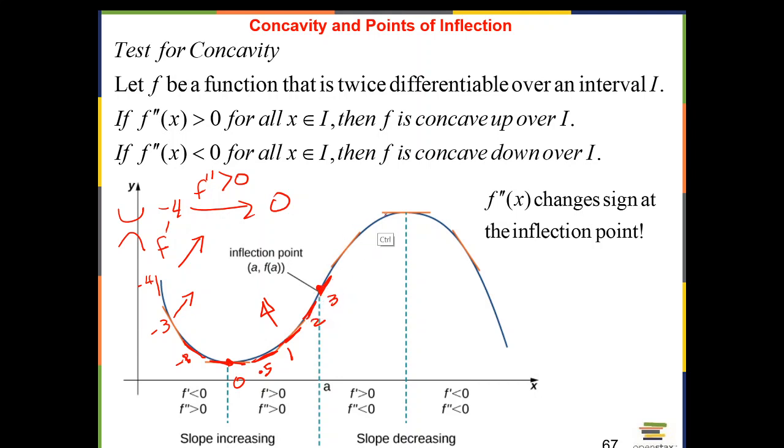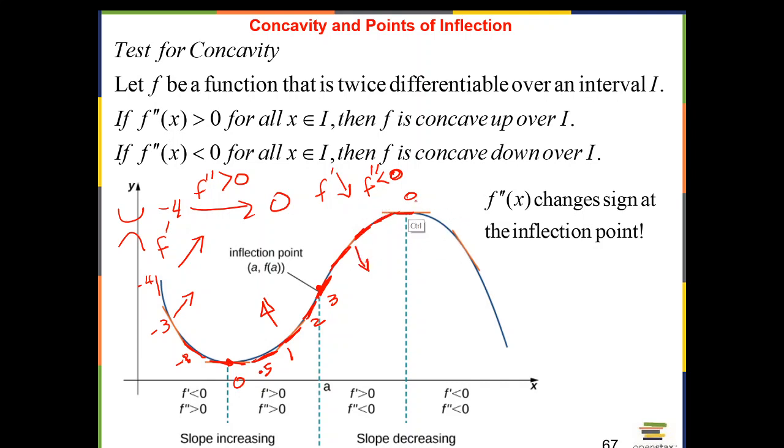Now what's going on over here? Well, the function is increasing. That means f prime is still positive, but let's say f prime starts from 3, and then what number does it approach? 0. So it goes from 3 to 0. That means f prime values are decreasing here. If f prime values are decreasing, then f double prime has to be negative. So over here, when the function is concave down, f double prime is negative.